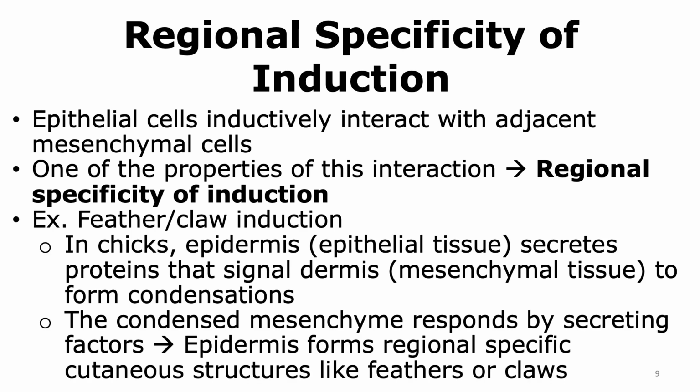When we look at feather or claw induction in birds, we observe that in chicks, the epidermis, which is part of the epithelial tissue, secretes proteins that signal the dermis, which is part of the mesenchymal tissue, to form structures called condensations. The condensed mesenchyme then responds by secreting factors that cause the epidermis to form regional specific cutaneous structures like feathers or claws.